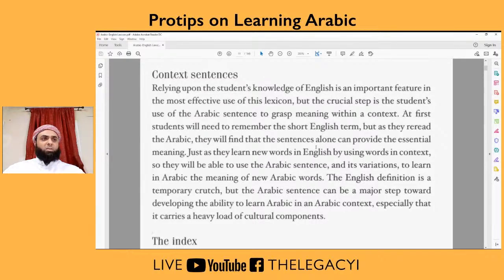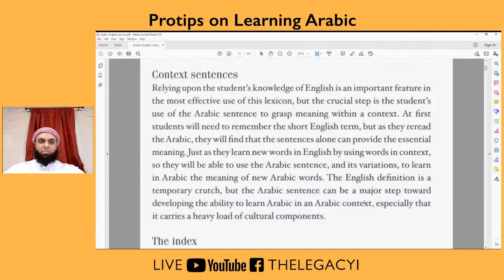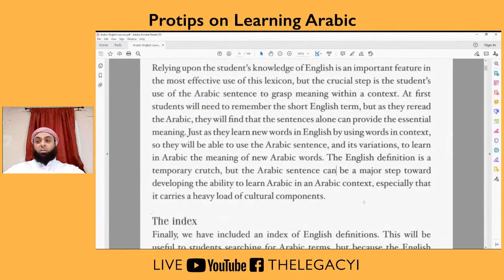Yes, there's a thing here. At first, students will need to remember the short English term, but as they reread the Arabic, they will find that the sentences alone can provide the essential meaning. Just as they learn new words in English by using words in context, so they will be able to use the Arabic sentence and its variations to learn in Arabic the meaning of new Arabic words. The English definition is a temporary crutch, but the Arabic sentence can be a major step toward developing the ability to learn Arabic in an Arabic context, especially that it carries a heavy load of cultural components.